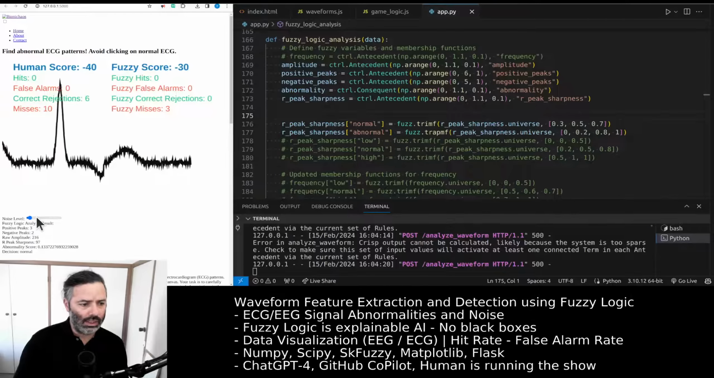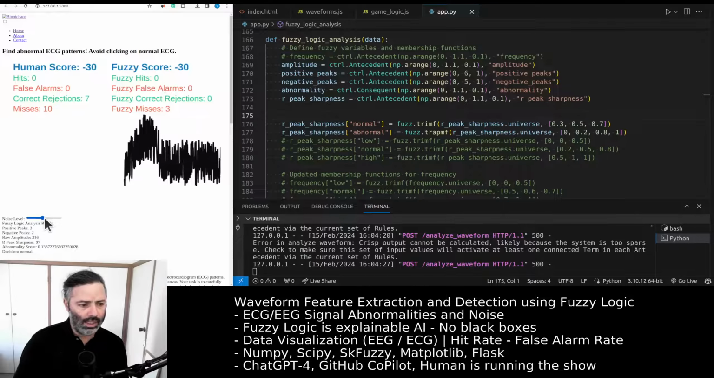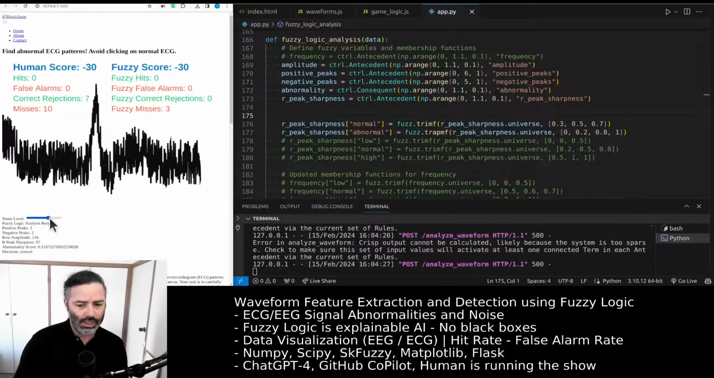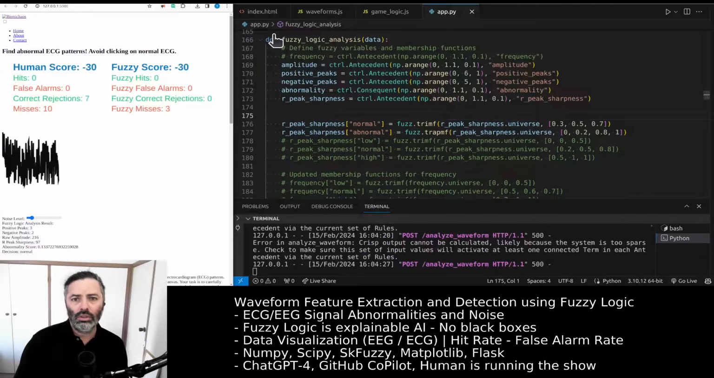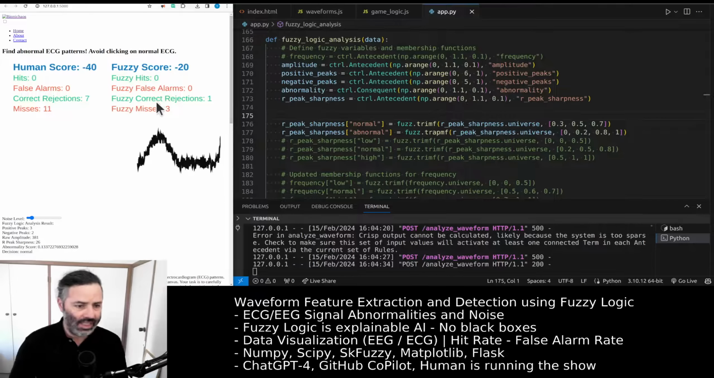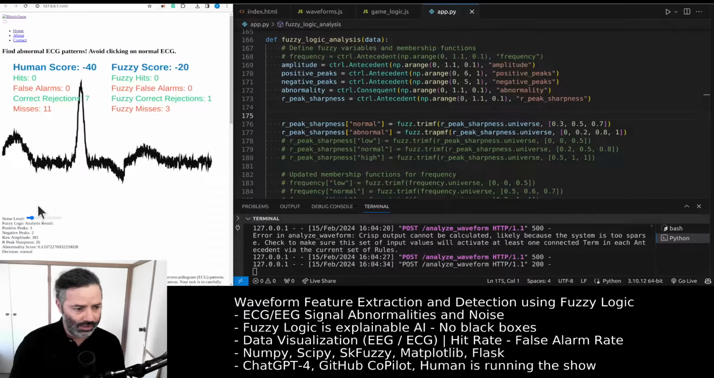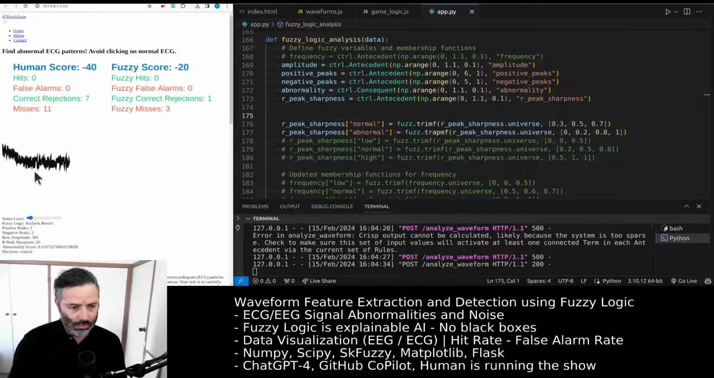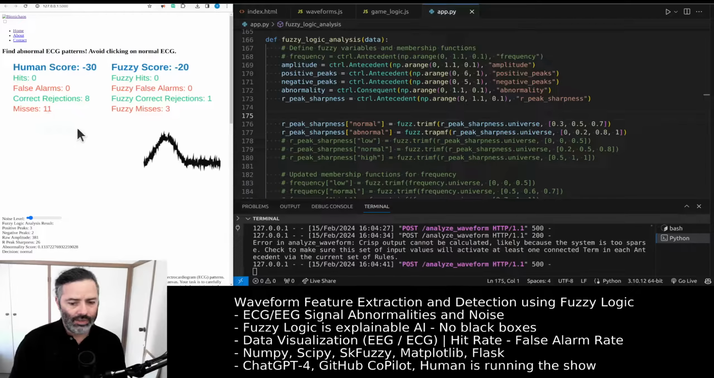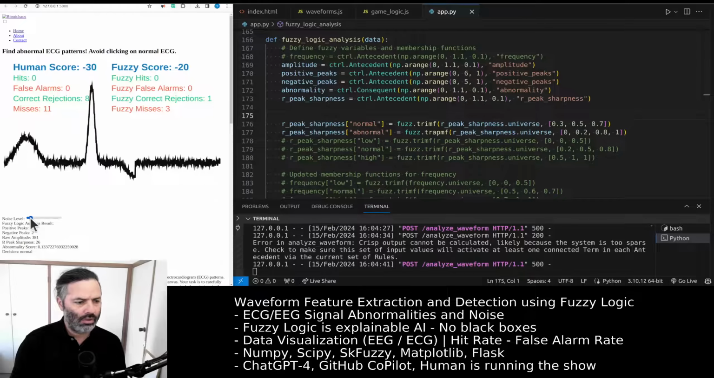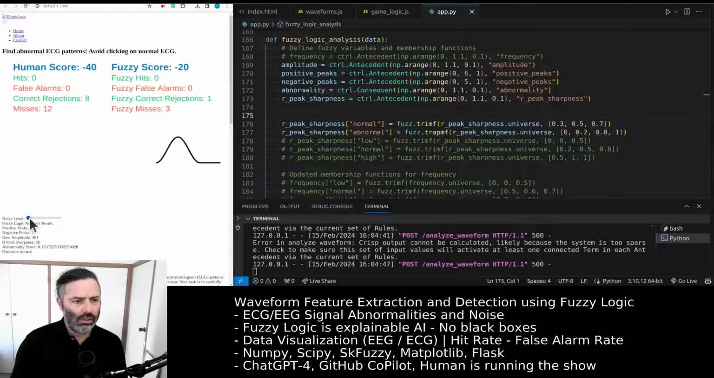And it looks like this. You can add the noise level to the ECG waveforms. There are some preset waveforms generated in JavaScript, just using basic maths functions. You can turn the noise all the way down. You have the human score, so you can click on it yourself. There are instructions at the bottom. Go check it out on the website.